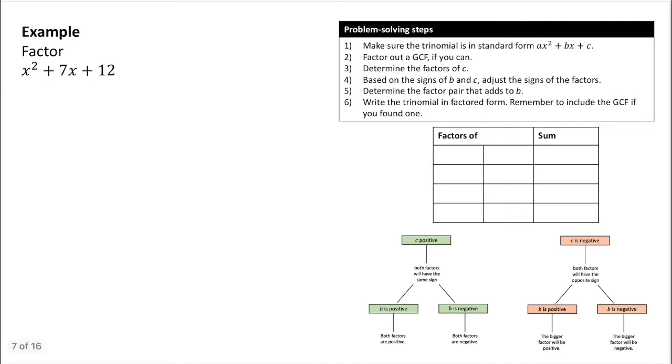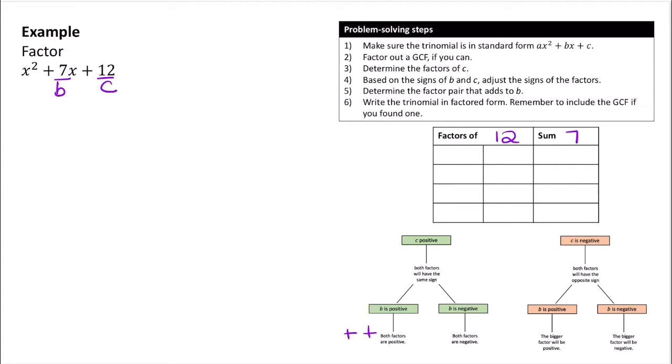So let's try factoring x squared plus 7x plus 12. What we're going to do is first identify the values of B and C. So this means that we're going to be looking at factors of 12 that add up to 7. Okay, so in this case, our C is positive. So that means our factors will both have the same sign. B is also positive, so that means both of our factors will be positive.